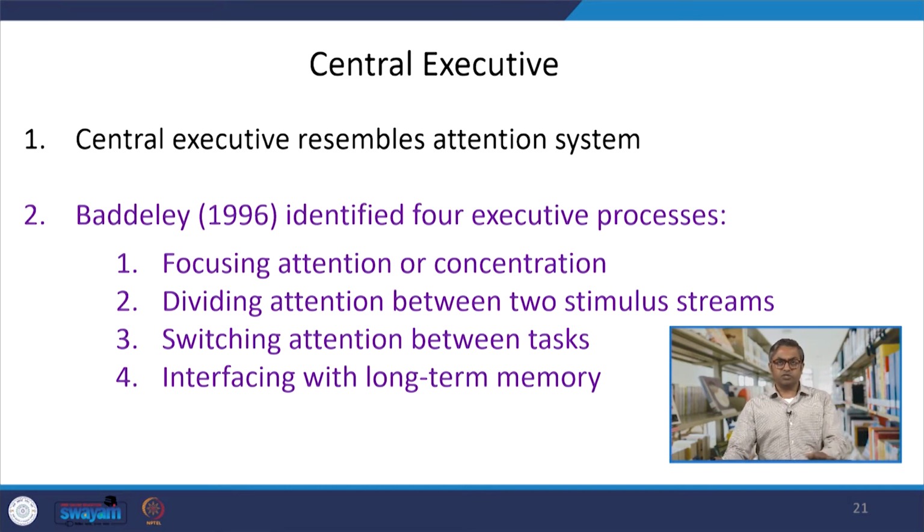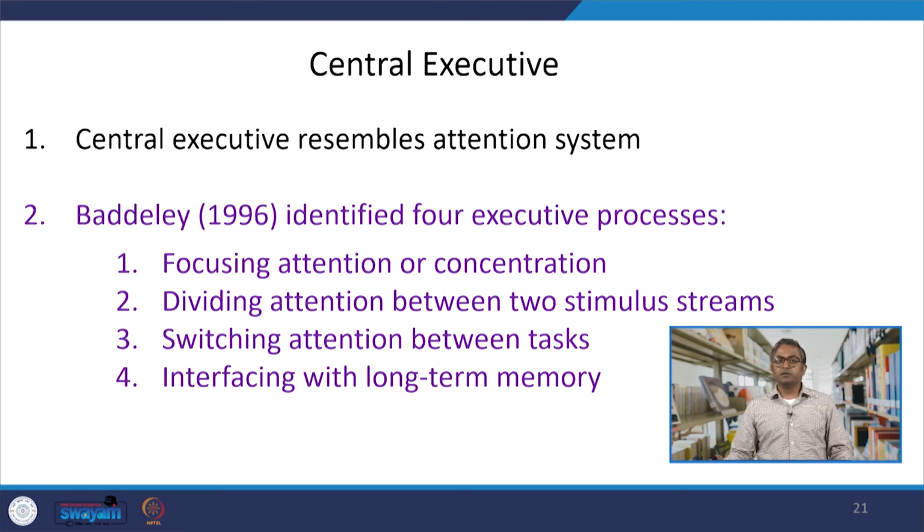You divide your attention between the 2 stimuli. 2 auditory stimuli are there. You are making a selection between the 2. Your brother is talking, your father is talking. You divide your attention. Your brother is talking, a stranger is talking. You divide your attention. 2 known people are talking, father and brother. You switch attention between the 2.